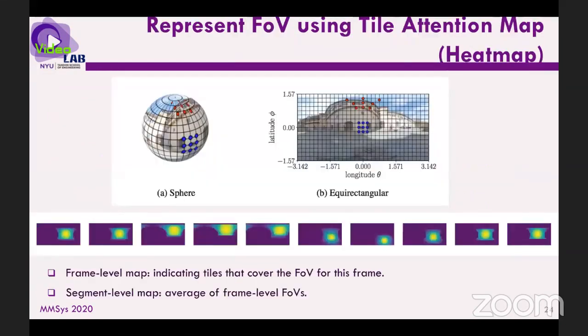So in our work, we represent the FOV trajectory using the tile attention map or heat map. Essentially, we rely on the ERP representation, and each tile in the ERP has a likelihood of being watched. Based on the past FOV, we can generate this attention map sequence, and based on which we can predict how this map will look in future frames or future segments.